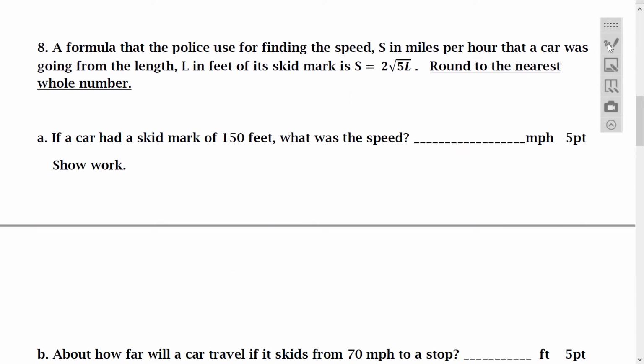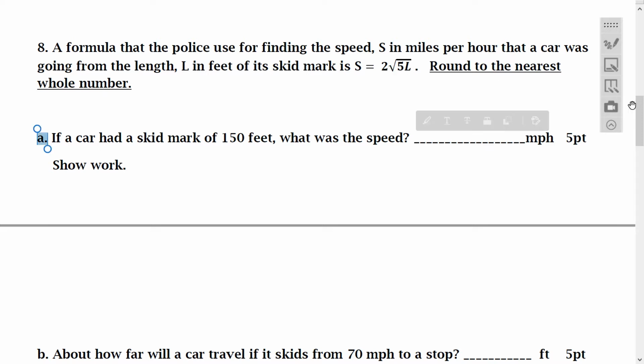Number 8, now we're only seeing this one. This was kind of like one of the ones we had in our notes and in our homework. This is just about plugging in and using a calculator to evaluate this. So you will have to use the calculator for this. A formula that the police used for finding speed S in miles per hour that a car was going from the length L in feet of a skid mark is S equals 2 times the square root of 5L.